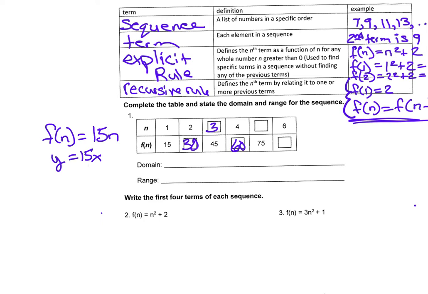So we're really breaking this down to how you did it in middle school. Now this would have to be 5, right? When n is 6, what is f of n? 90. So if I list all the domain of this function, what are the domain values? 1, 2, 3, 4, 5, and 6. Awesome.